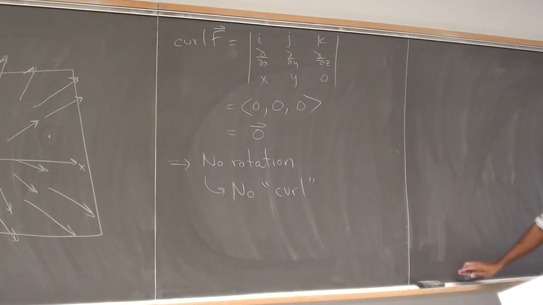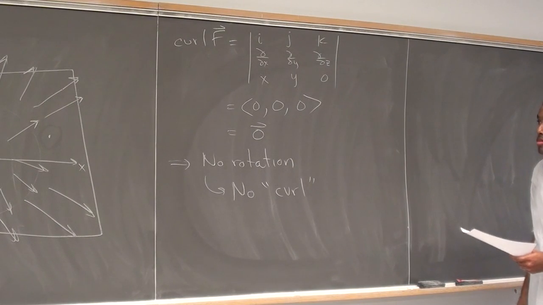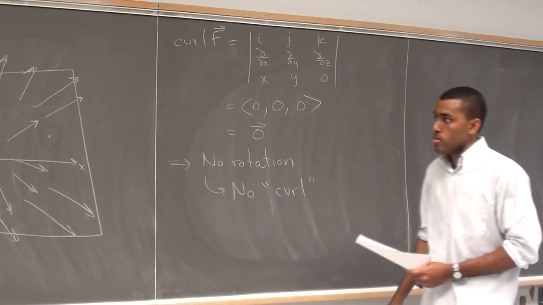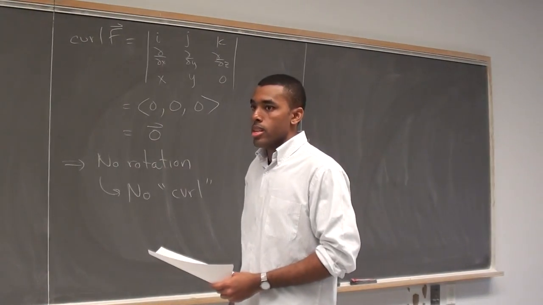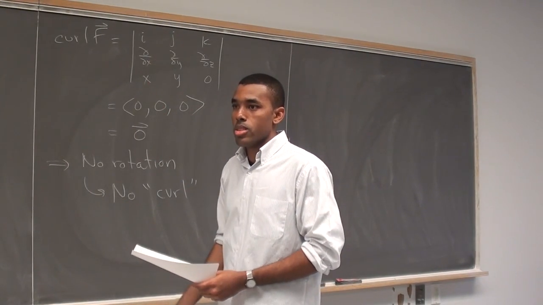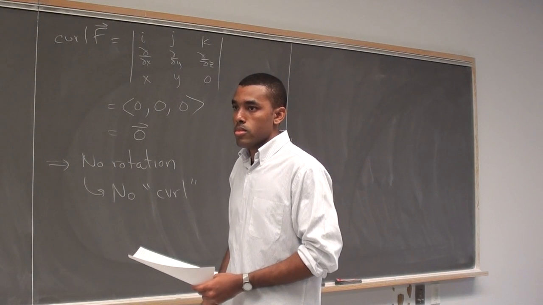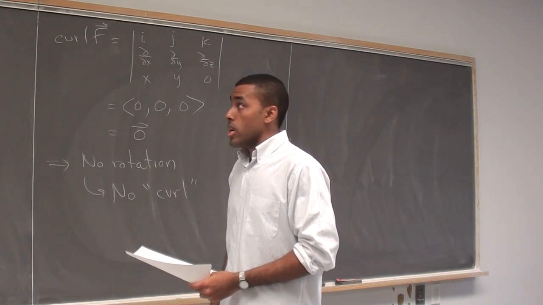Professor, is it possible to have some vectors in your vector field that actually curl, but have others in the vector field that don't rotate? Yeah, non-conservative vector fields do that. Okay, so in that case, we would have a value for it. Yeah, you'd get a value.